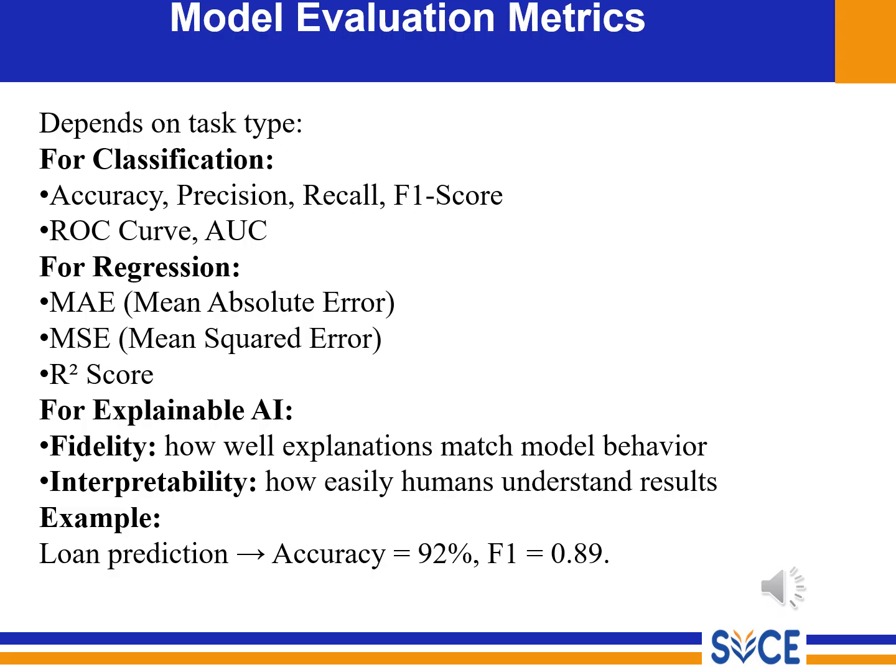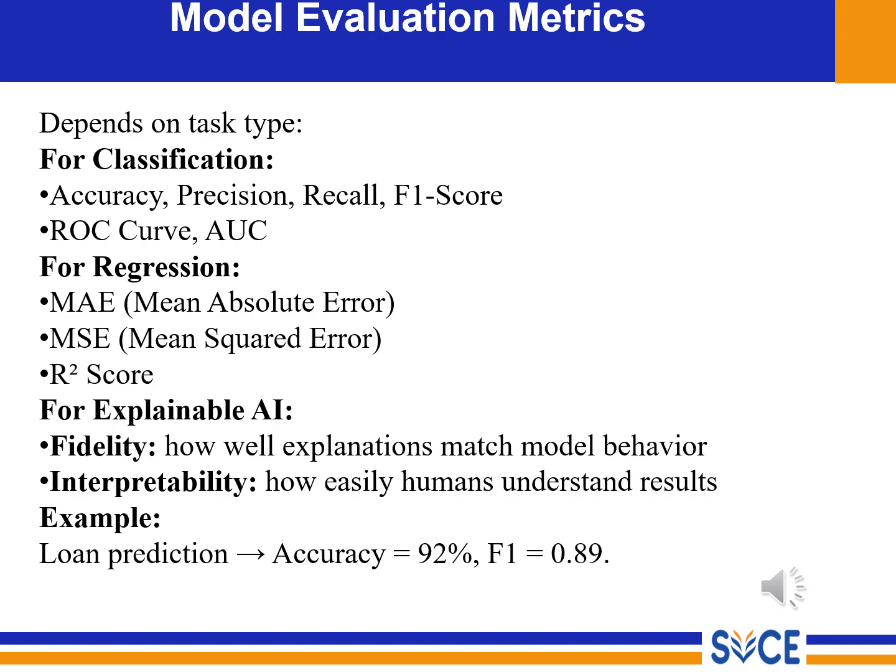Okay, so very important for this subject, the explainable AI metrics. The first one is fidelity, which is how well the explanation matches the model behavior. The second one is interpretability, which is how easily humans understand the result.